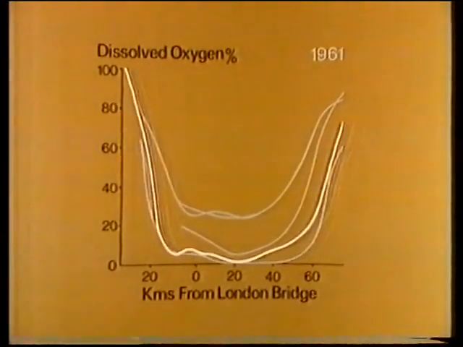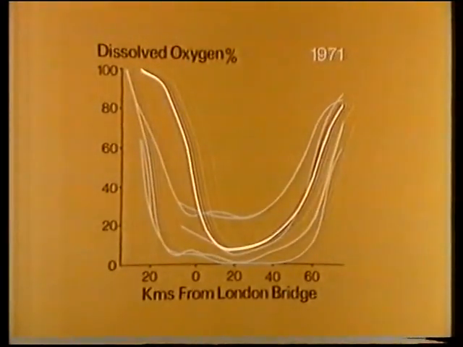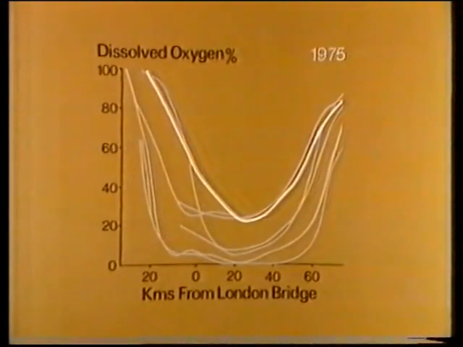A major factor in the recovery since then was the development of the mathematical model. By 1975, the oxygen concentrations were on the way to recovery. Andrew Coburn is pollution controller for the Thames Water Authority.